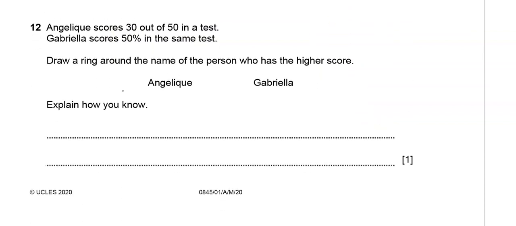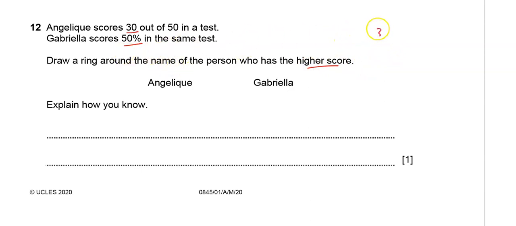Question number 12. Angelic scores 30 out of 50 in a test. Gabriela scores 50% in the same test. Write a ring around the name of the person who has the highest score. We need to convert these to the same percentage.